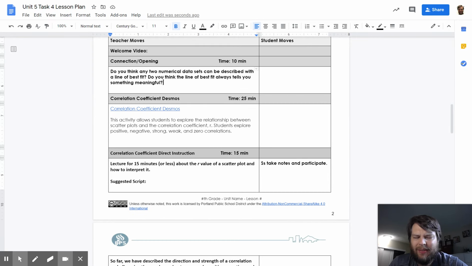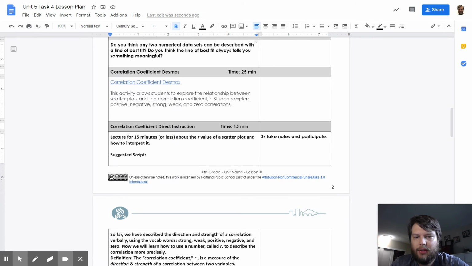So opening up, thinking about, is it possible for any two numerical data sets to have a line of best fit? And is it meaningful if you have a line of best fit? Then there's a Desmos activity where you explore how can you move the dots around in a scatter plot to create different R values. So that'll be a good introduction to R value.